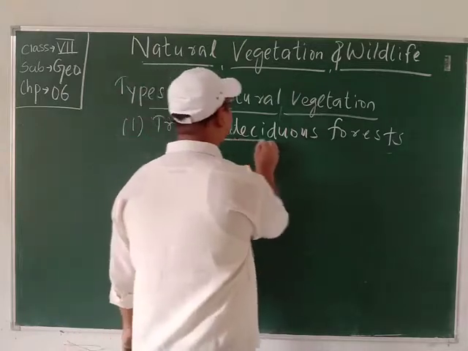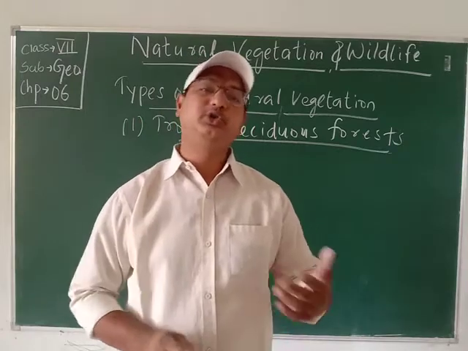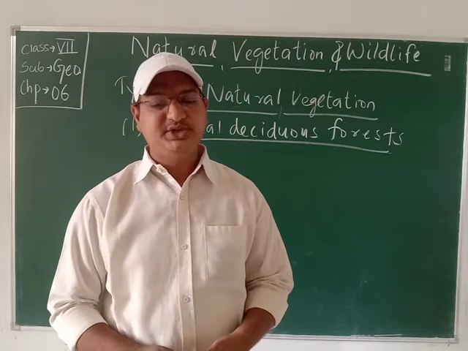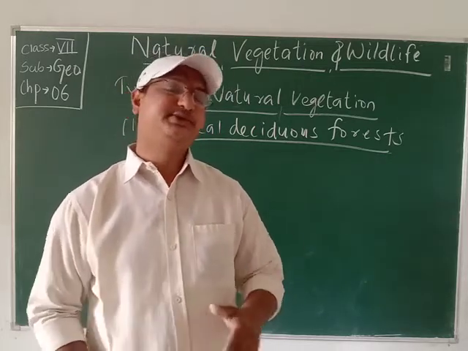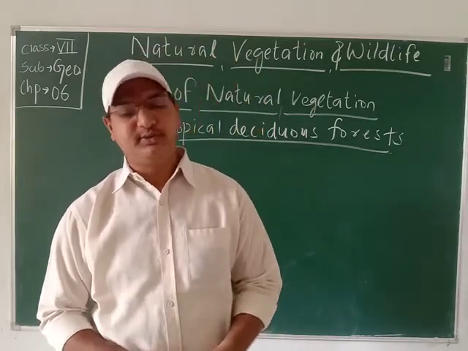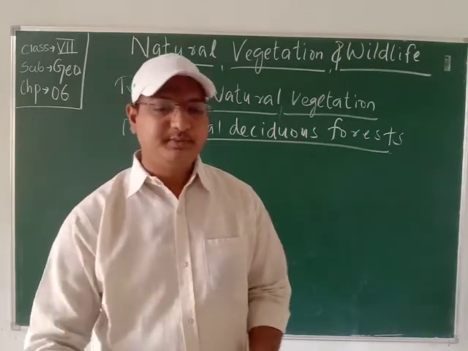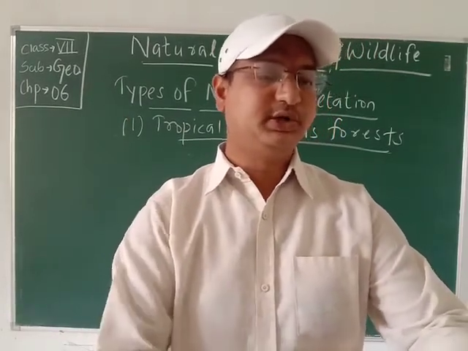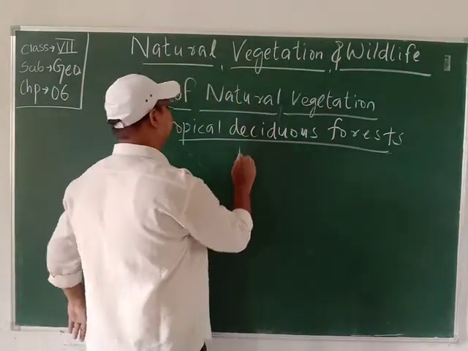So what are the tropical deciduous forests? The term deciduous is applied to all those forests whose plants shed their leaves annually. In autumn, the leaves change their color. During the winter months, the trees lose their leaves. Students, therefore, it is known as the deciduous forest. Tropical deciduous forests can be found in the monsoon regions of Asia, Central America, Brazil, and northern Australia. Therefore, they are also known as the monsoon forest.